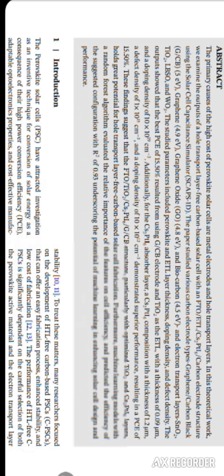In addition, they combined the data collected from SCAPS to build a machine learning model, which is a random forest model, to determine the relative importance of each factor on this cell efficiency, and they achieve a very high accuracy, an R square of 0.93, which is a very good value for machine learning.